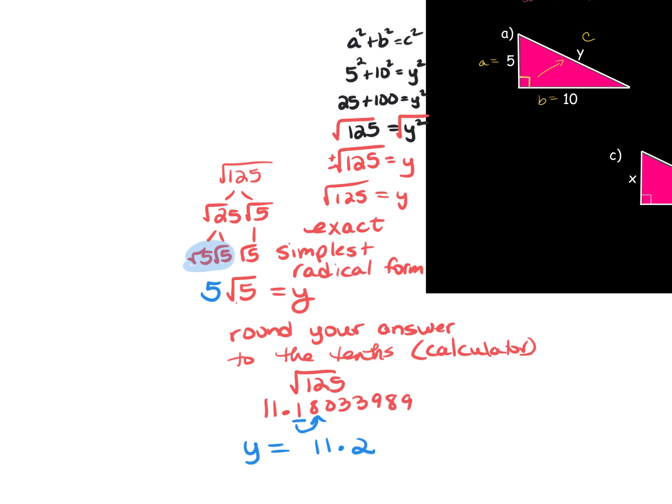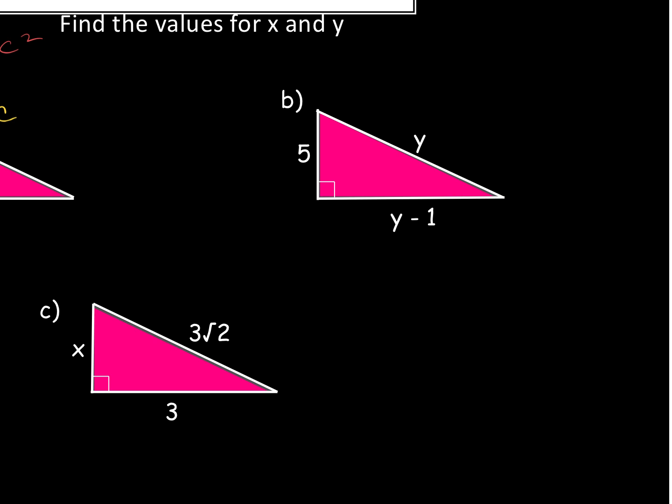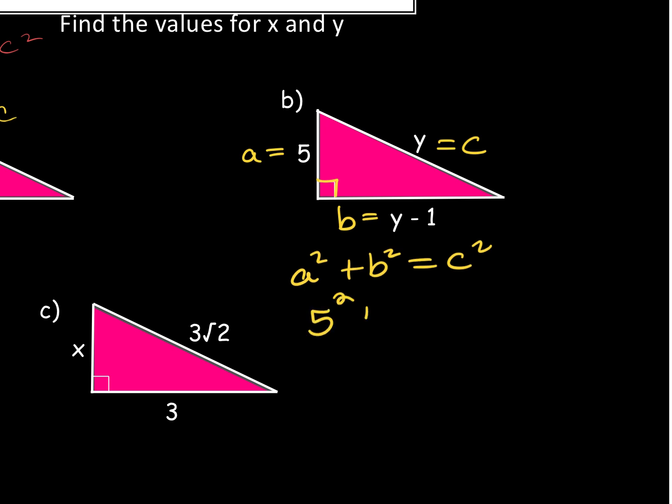Let's try the next one. This is where we have to do our FOIL acronym, or just distribute. So again, remember the side across from the right angle. This is my C. This could be my B, and this could be my A. So again, I'm going to be plugging it in to A squared plus B squared equals C squared. I'm going to be plugging in 5 for A, Y minus 1 for B, and then Y for the C.